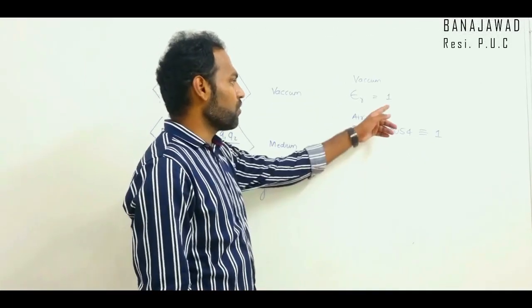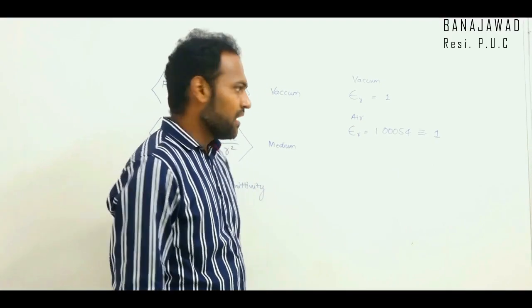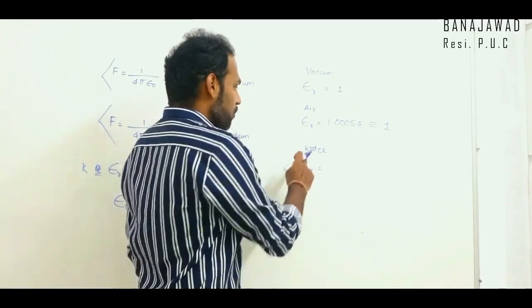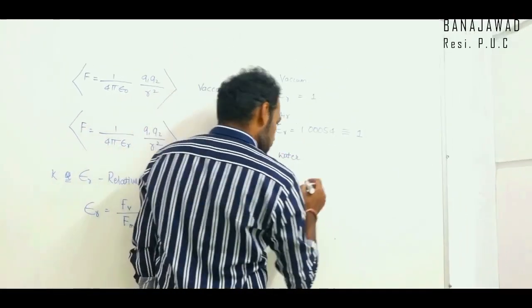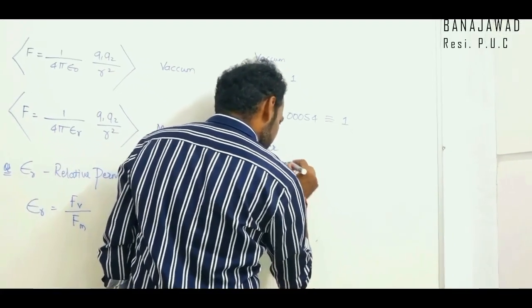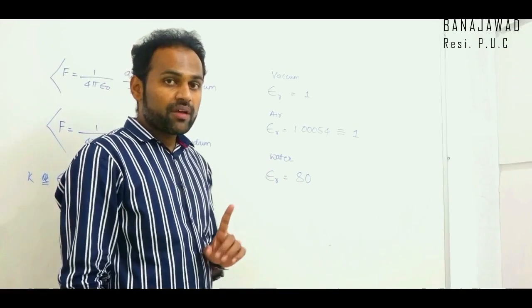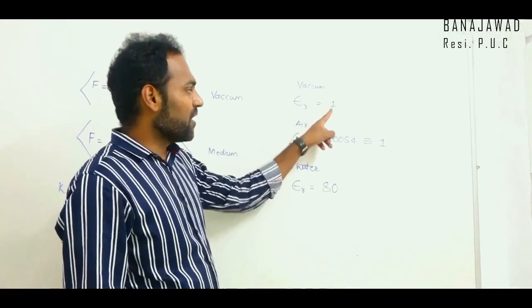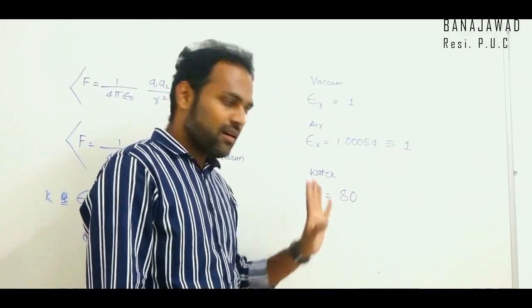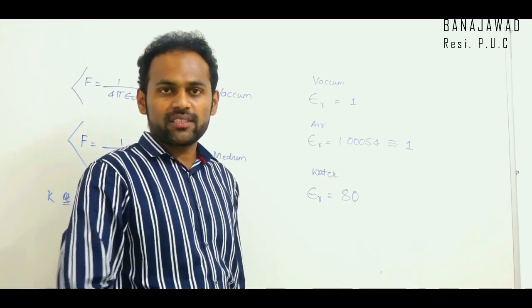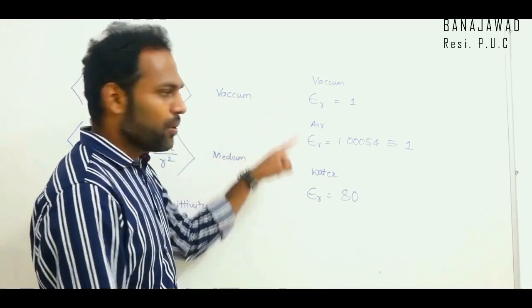No difference. We have to take epsilon r as 1 only. The relative permittivity of water will be 80. See, permittivity of vacuum is 1, air is also 1, and water is 80. Okay, these are the relative permittivities.